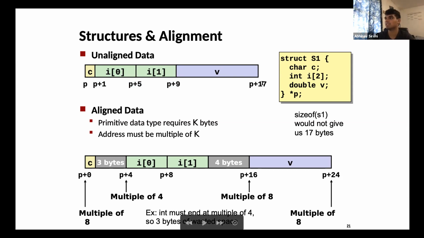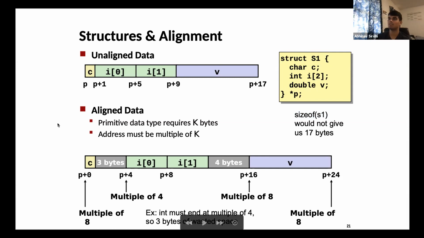And then we have this double V, which would be 8 bytes long. So it'll basically be 17 bytes, right? But the thing is, if you went into C, created this struct, and then tried to get the size of S1, it wouldn't actually give us 17 bytes. So that's a little surprising, right?